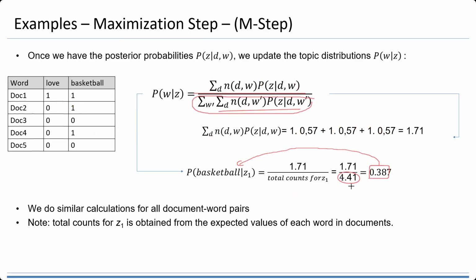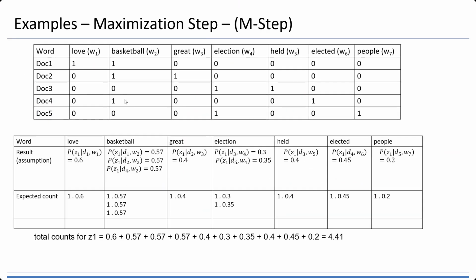So we will check how we can calculate this one. We do similar calculation for all document-word pairs. So we will do all the things with the basketball document one, basketball document two, basketball document three, and so on. And we can do with the total count. So what is total count here? It is obtained from the expected value of each word in document. So what is the expected values? So this is the expected values.